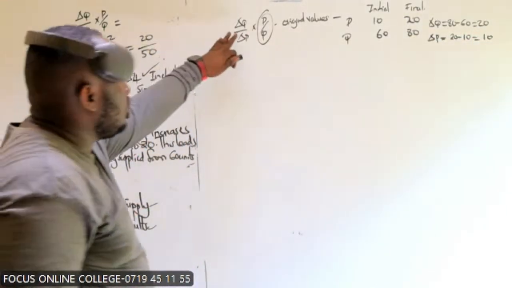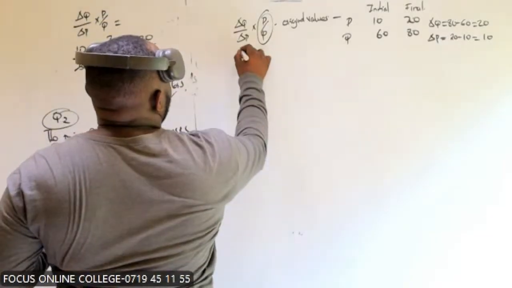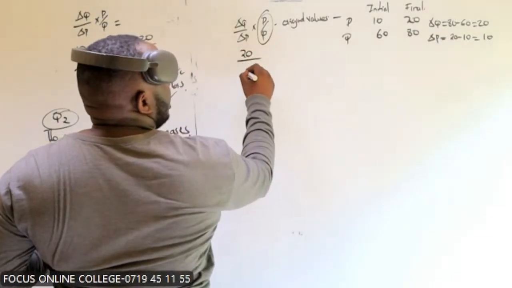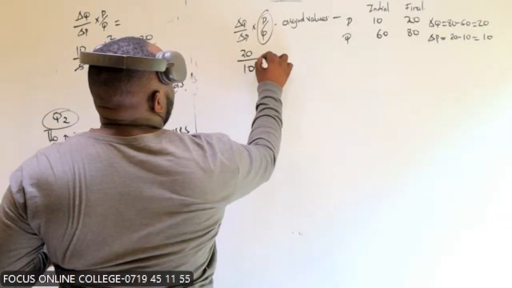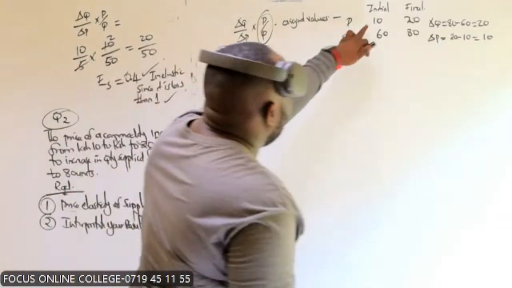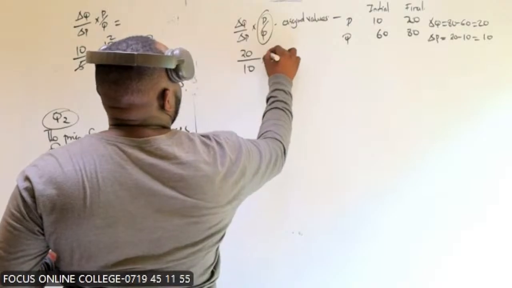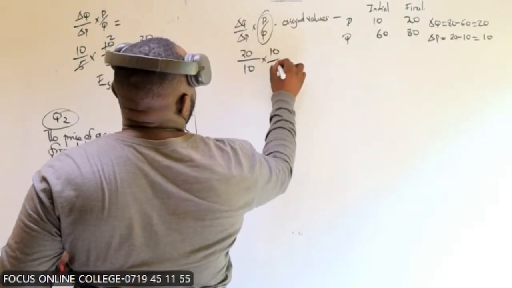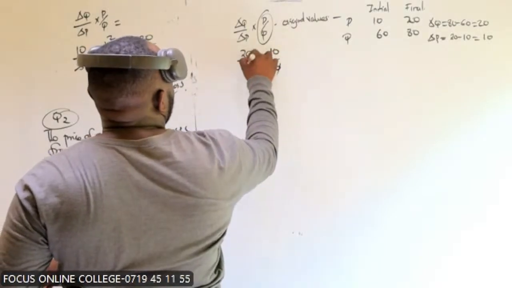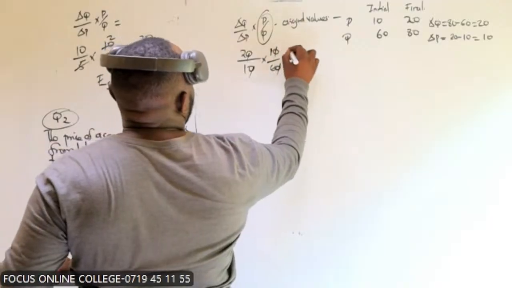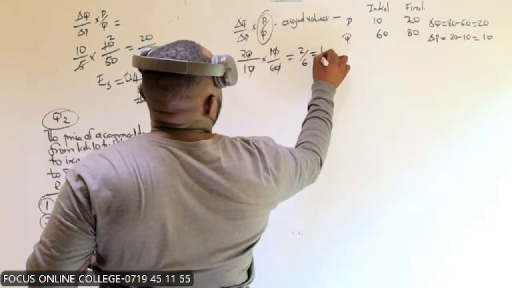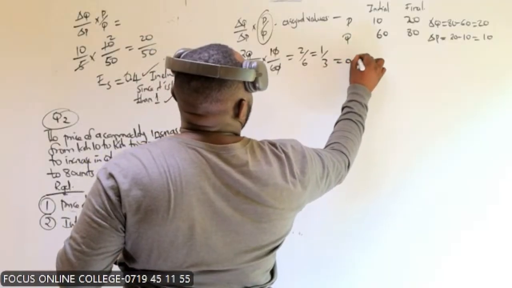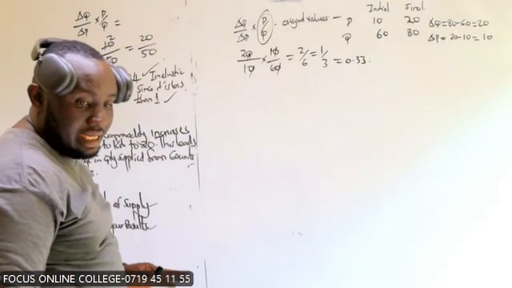So I come here: change in Q is 20, over change in P, which is 10, times original values. Original P is 10, original Q is 60. So what do you get? This cancels, this cancels, that should be 2 over 6, that should be a third. A third is 0.333. So that should be the answer.